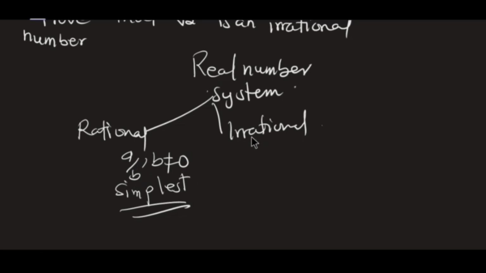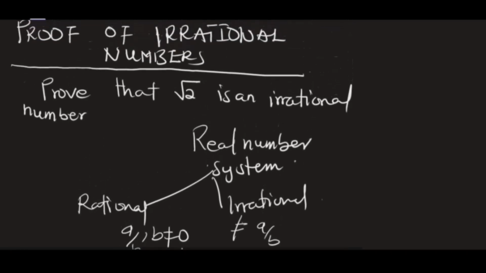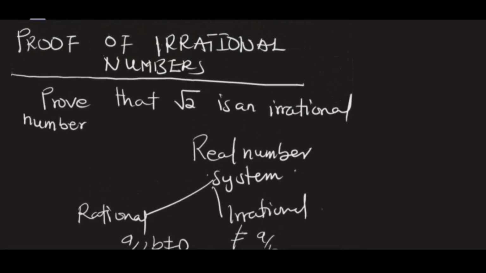An irrational number, on the other side, is the opposite: a number that cannot be represented in the form a over b at all. The core of this video is for us to show that a number is indeed irrational. That is, a number or certain numbers cannot be represented in the form a over b. As a topic, I gave an example: prove that square root of 2 is an irrational number. Let's solve this and see.